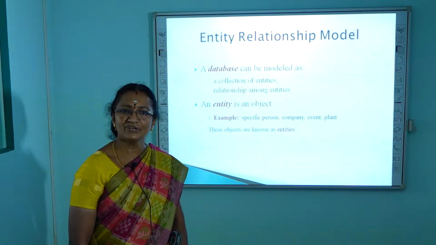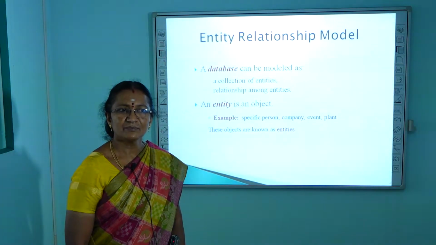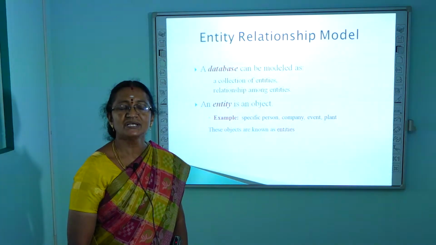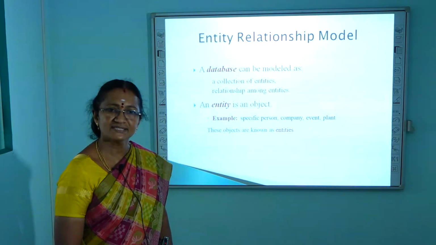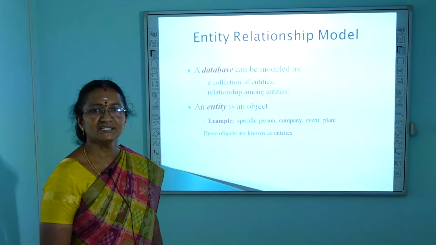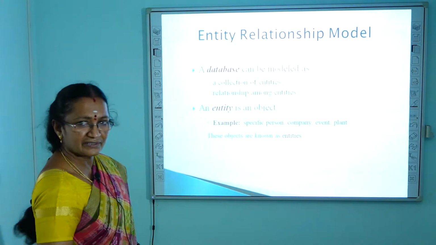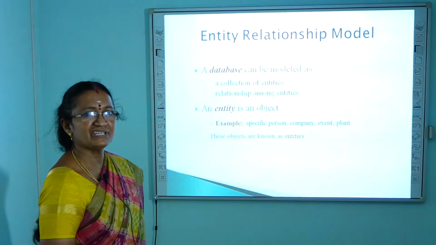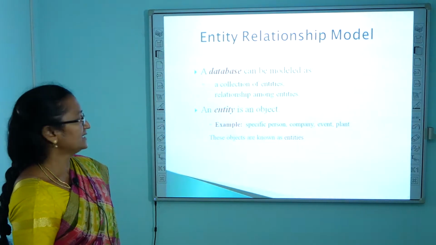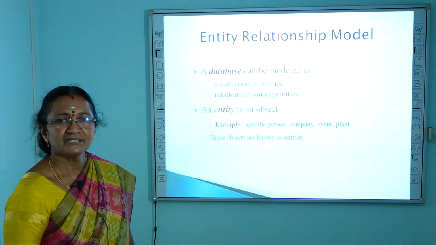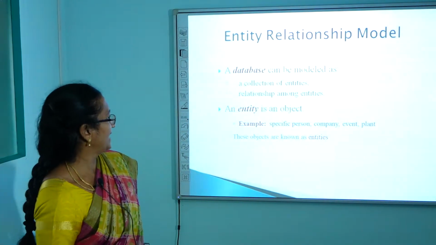For example, if we are having the NGM College database, in this NGM College application we are having number of entities. For example, students entity, staff entity, library, hostel, these are the different entities. Then this NGM College database is modeled between the relationship between these entities. Entity is nothing but an object, that is person, company, event or plant, etc.